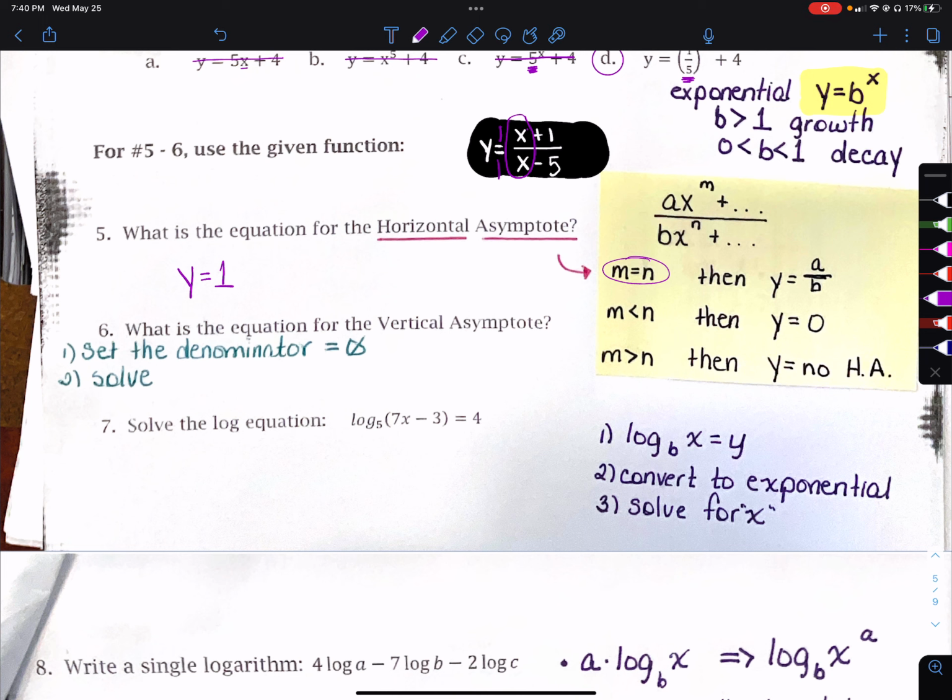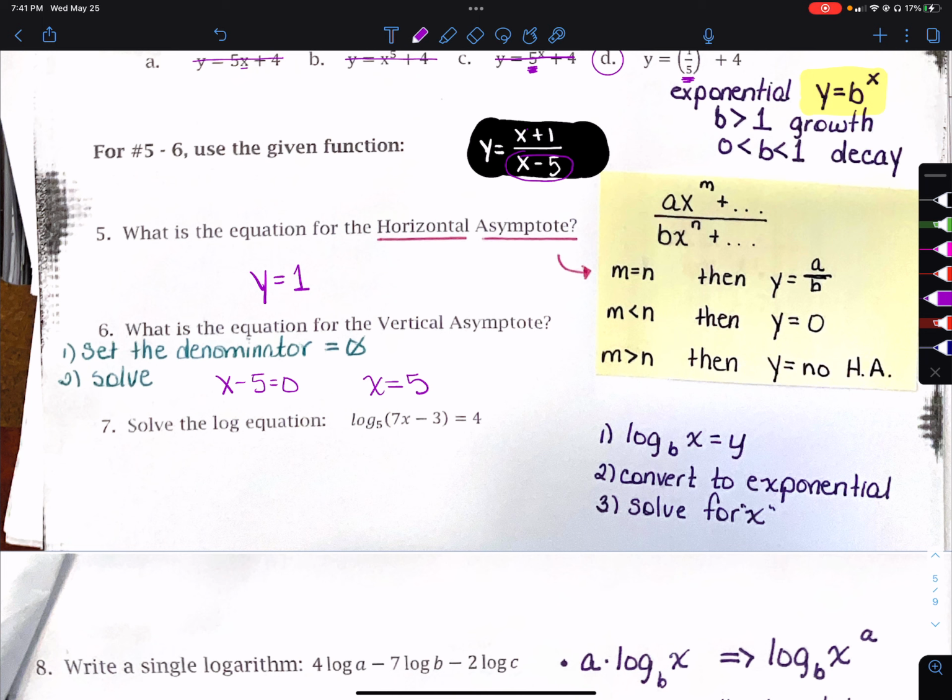Well, the vertical asymptote is only relating to the denominator. Okay? So this one here was y equals 1. So if it's only relating to the denominator, all I'm going to look at is this piece here. To find the vertical asymptote, I set the denominator equal to 0 and solve it. So if I have x minus 5 equals 0, then we get that the vertical asymptote is where x equals positive 5. Okay? All right, solving the log equation.